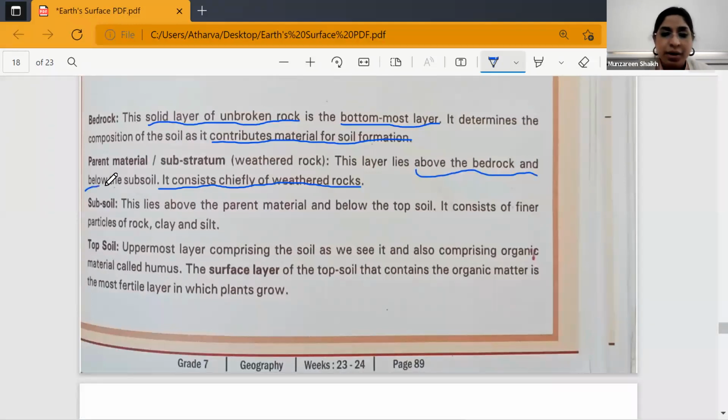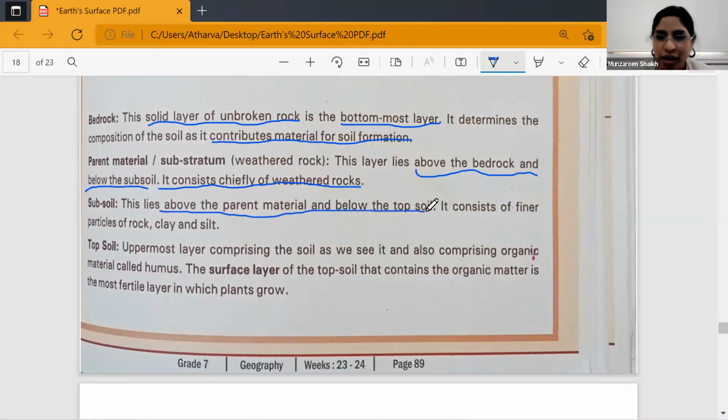Now we will see subsoil. This lies above the parent material and below the topsoil. Please underline above parent material and below the topsoil.